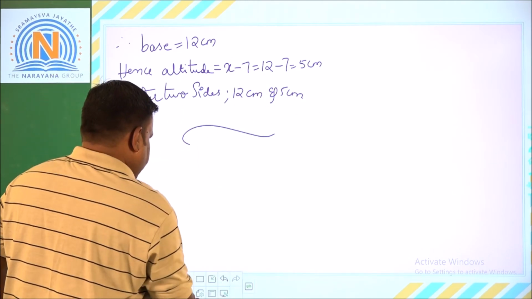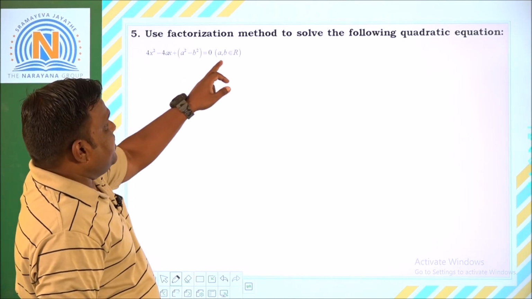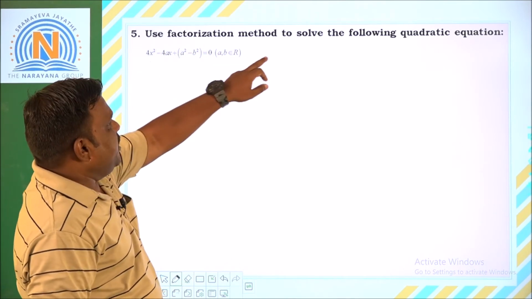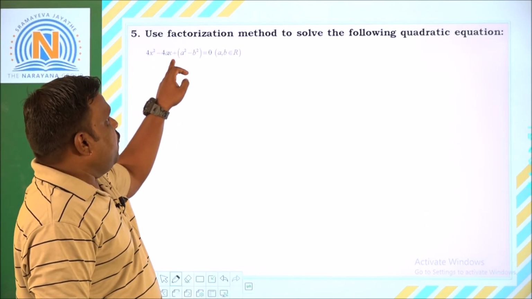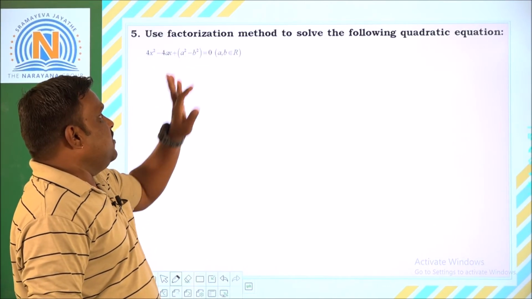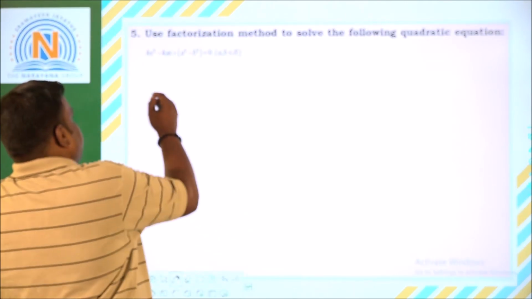Now coming to the next question: use the factorization method to solve the following quadratic equations. The given quadratic equation is 4x square minus 4ax plus a square minus b square is equal to 0, where a, b belong to R, that is real numbers.